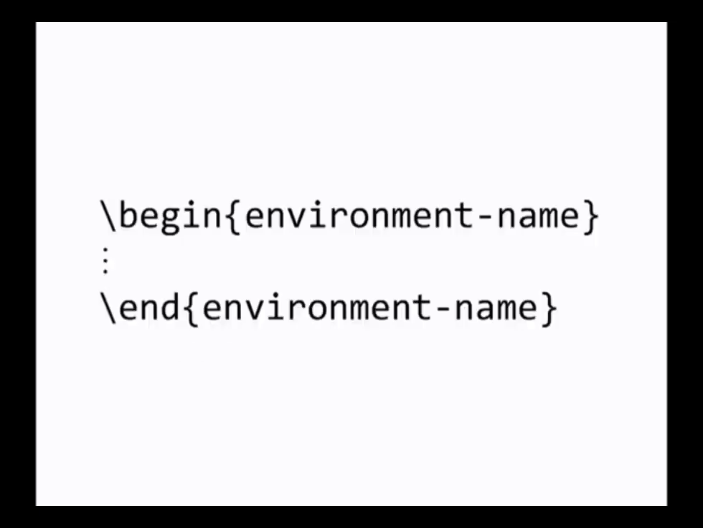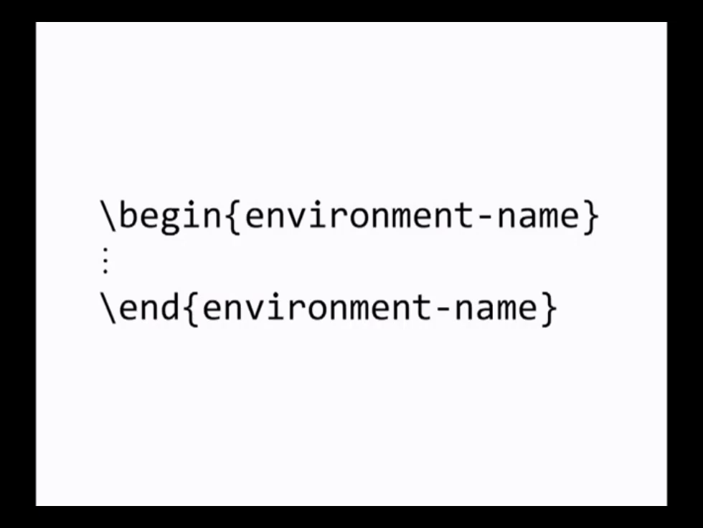So an environment is a block of a LaTeX document that's being instructed to behave in some kind of way that is fundamentally different from the rest of the document. For example, if I had a block of text that I wanted centered, I would need to have an environment for that. It will turn out that if we want to have a column of equations that are all aligned by their equal sign, we'll need an environment for that.